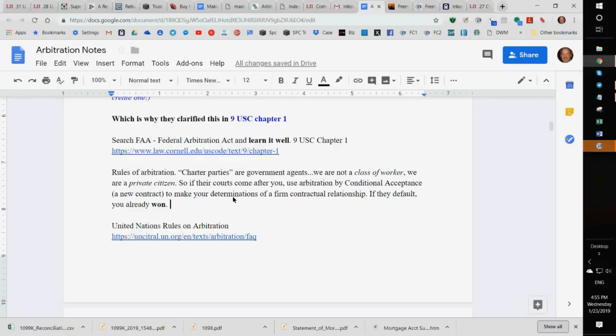But the rules of arbitration, they're charter parties, which essentially are government agents that say we're not a class of worker, but we are. Well, we also are a private citizen. But as a group, we are a class. Okay, a little confusing, but don't worry, you'll get it. So if their courts come after you, use arbitration as a conditional acceptance, creating a new contract to make your determinations of a firm contractual relationship, and of course your right to arbitrate, right? And once they default, you've already won.